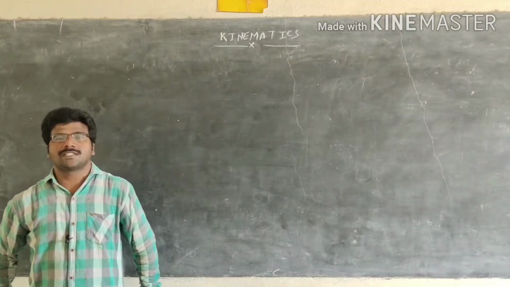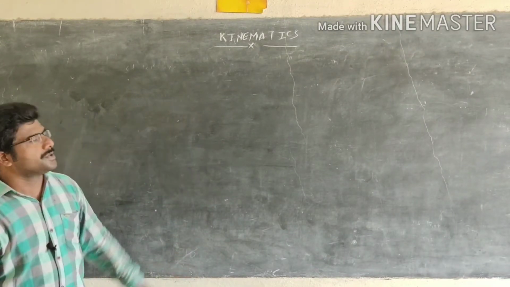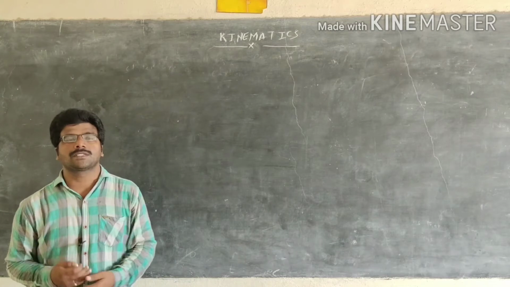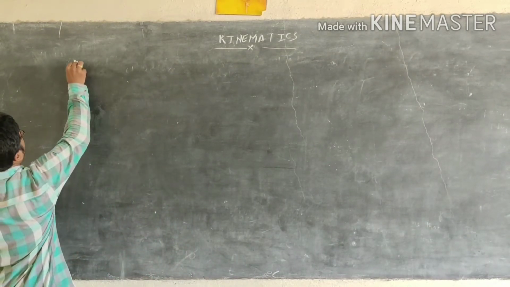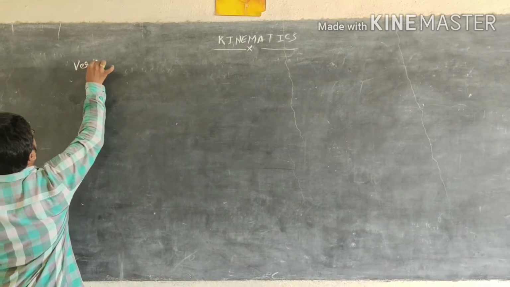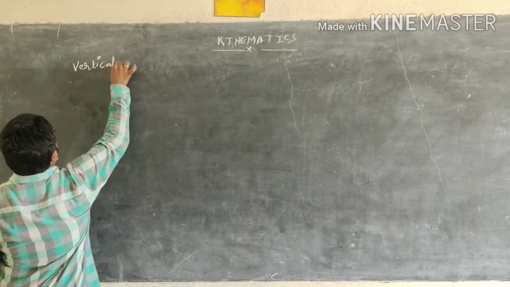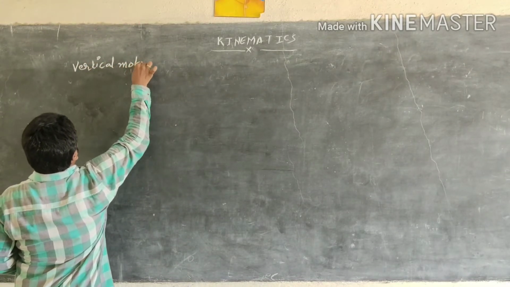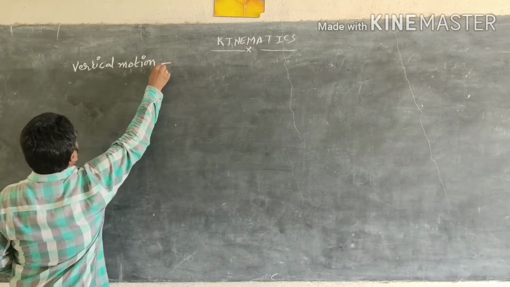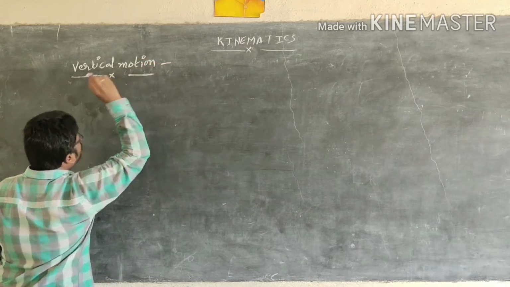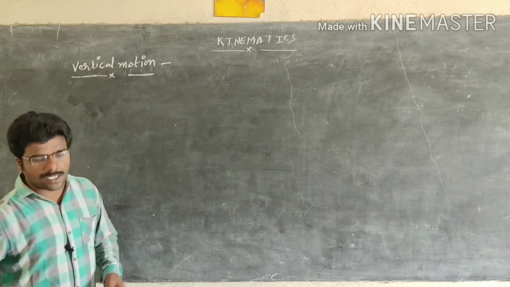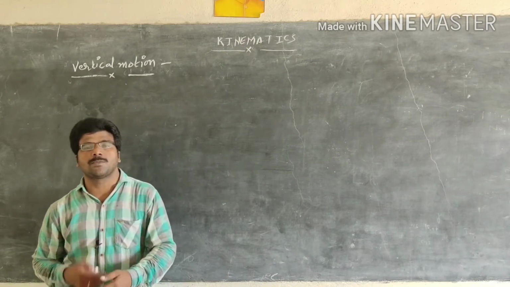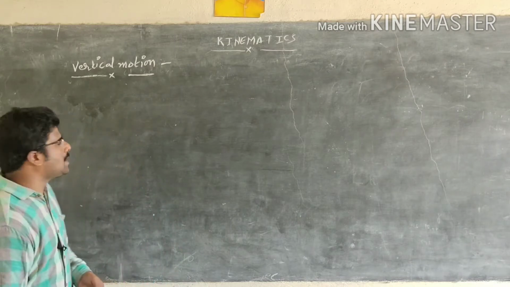Okay, good morning students. So we are going to discuss some more topics in kinematics. So, the vertical motion. Already we have discussed horizontal motion. Now we are going to discuss vertical motion. What does vertical motion mean?